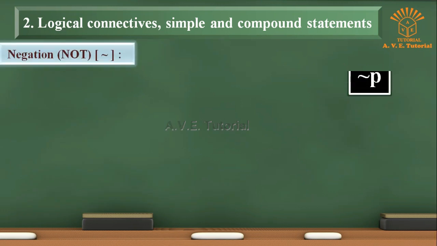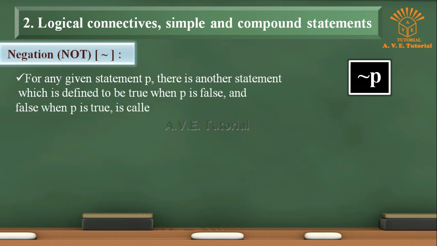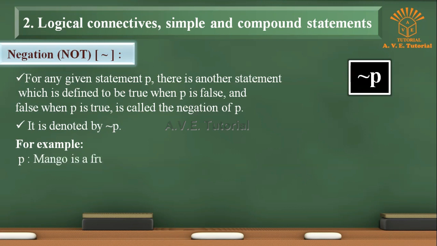Next topic is negation. Not. For any given statement P, there is another statement which is defined to be true when P is false, and false when P is true, is called the negation of P. It is denoted by negation of P. For example, statement P, mango is a fruit. The negation of P will be mango is not a fruit.